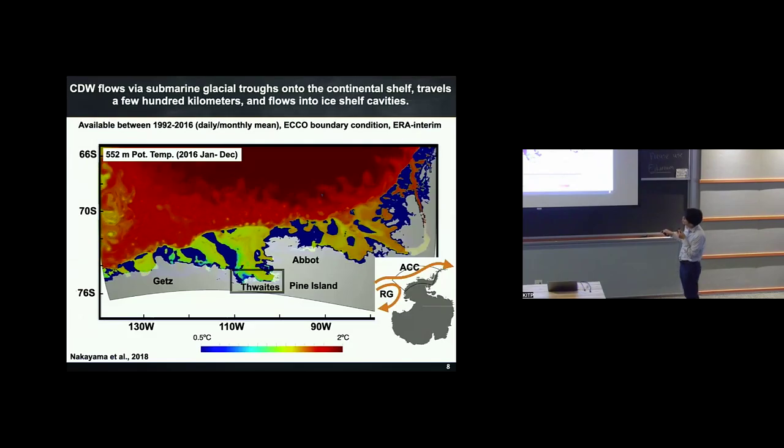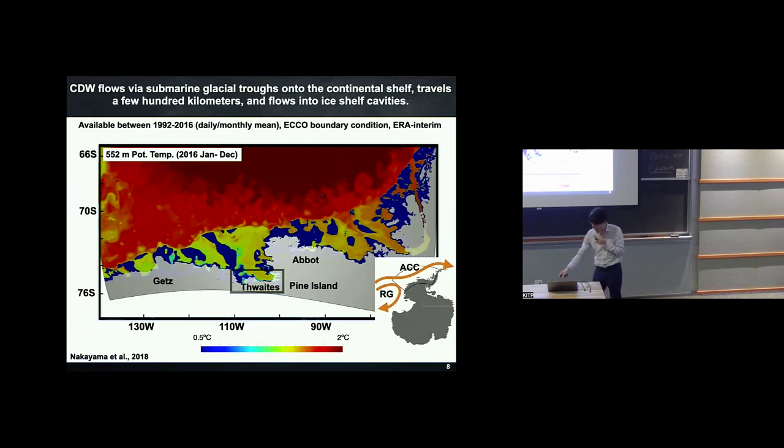Warm water is traveling from this central trough and eastern trough, and then joining the margins together, and then following this deepest trough, Pine Island trough, and then flowing all the way towards the ice shelf cavity. So that's basically how the warm water is traveling towards the ice.